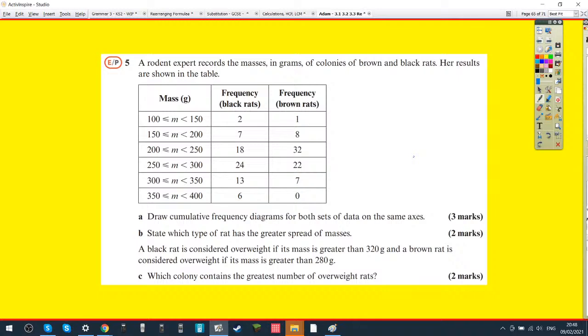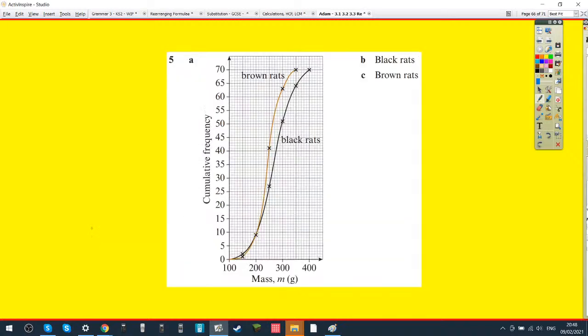Cumulative frequency, greater spread. State which type of rat has the greater spread of masses. Able to tell that by looking at it. Was it the black rats? Yeah, they've got 2 instead of just 1 there, and they've got 6. So they're more spread out. I think that's okay.